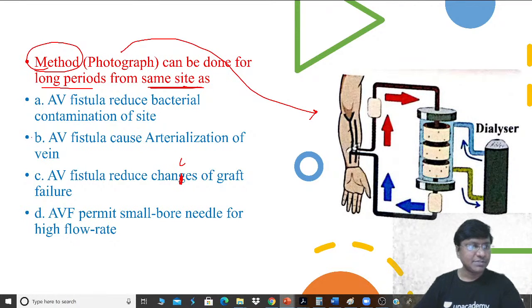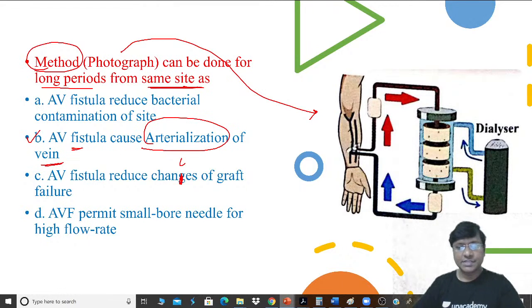So the purpose of placing the AV fistula is mainly to cause arterialization of the vein, because the dialysis ports, where do you place? You will place them in the vein. Now the vein has to tolerate the high flow coming from the dialysis, so the vein has to get arterialized. For which we connect the artery with the vein. That will cause the arterialization of the vein.